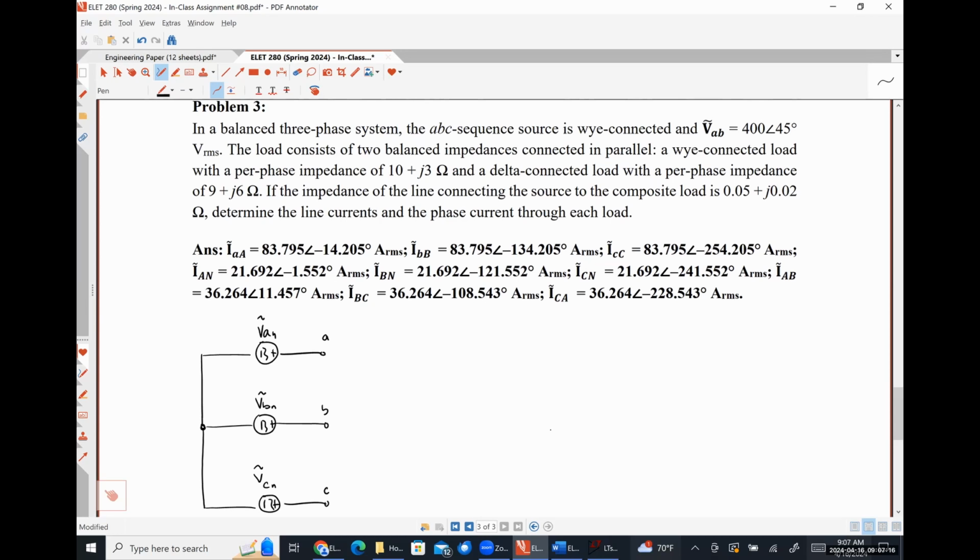We are told that the line voltages at our source, VAB, is 400 angle 45 degrees. So we were given, I'm going to move this B below, this voltage VAB. Okay. Our load consists of 2 balanced impedances connected in parallel, a Y connected load and a delta connected load. So I'll talk about how to draw that in just a moment. And then we are also told that we have an impedance of the line connecting the source to the load. It has some particular impedance. So I'm going to go ahead and put in my transmission line impedance here. Oops, that should definitely be a B.